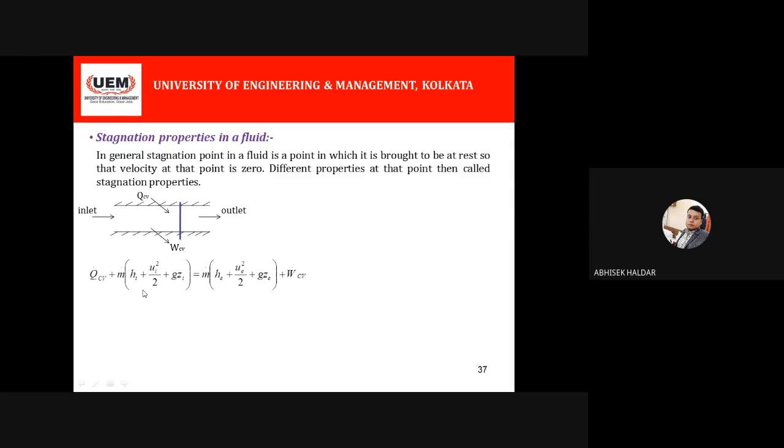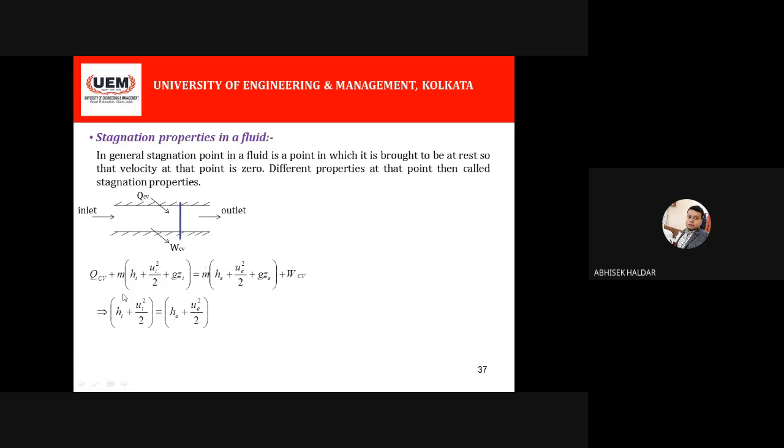You have studied this equation. I think I don't need to explain each and every term, because this is for the inlet, this is for the outlet. This equation is nothing but SFEE, the steady flow energy equation. If you recapitulate, this is my general steady flow energy equation. Now different terms may be zero depending on the situation.